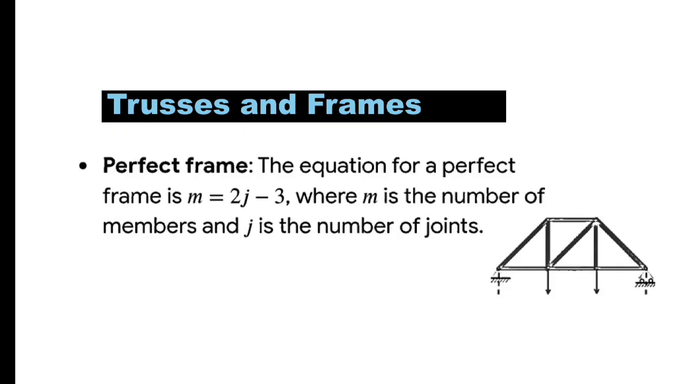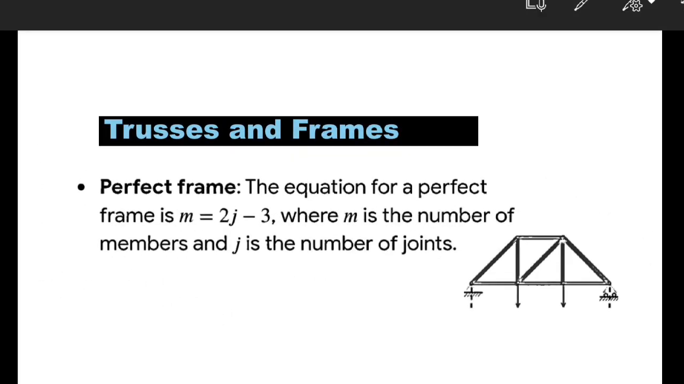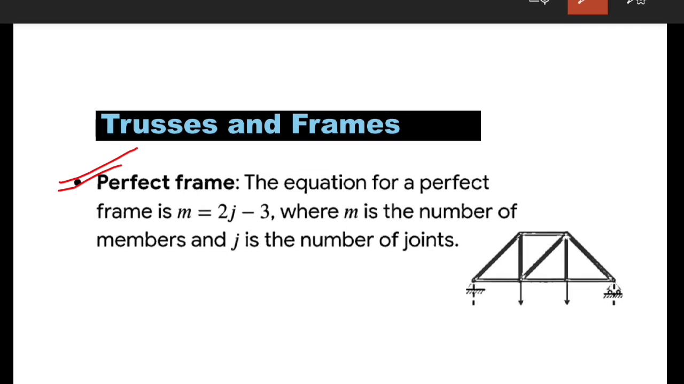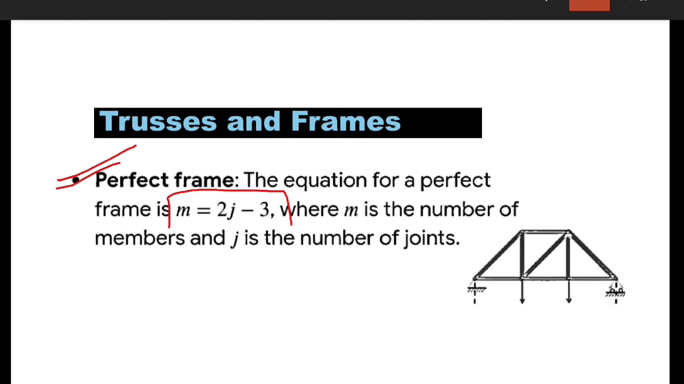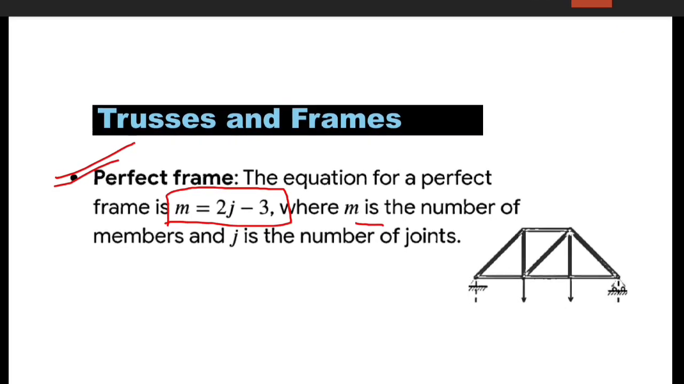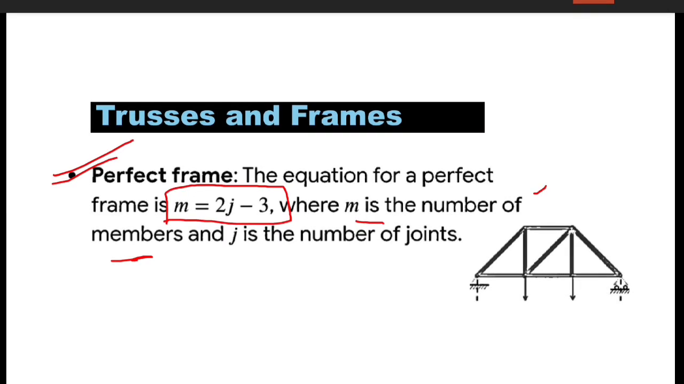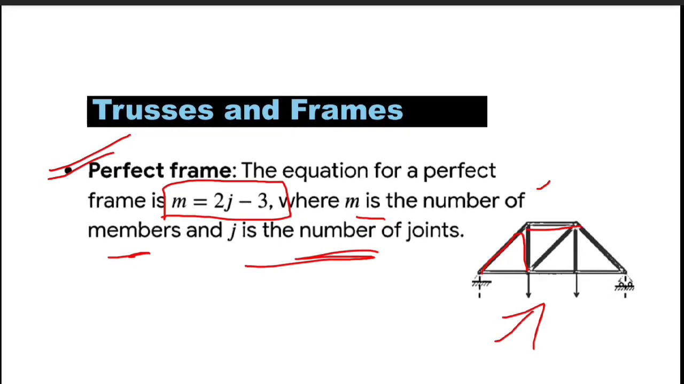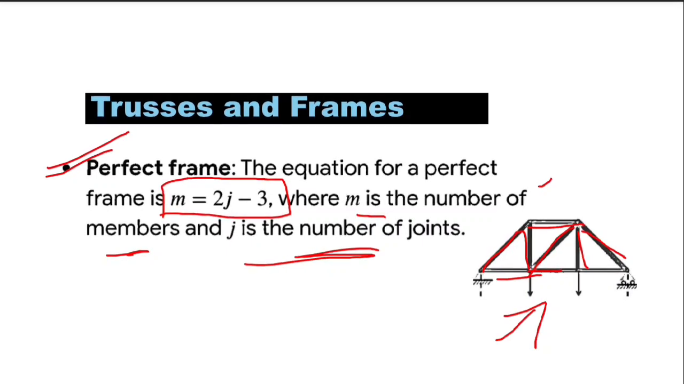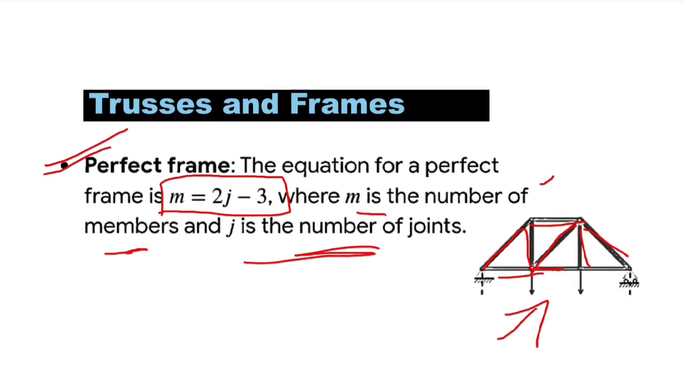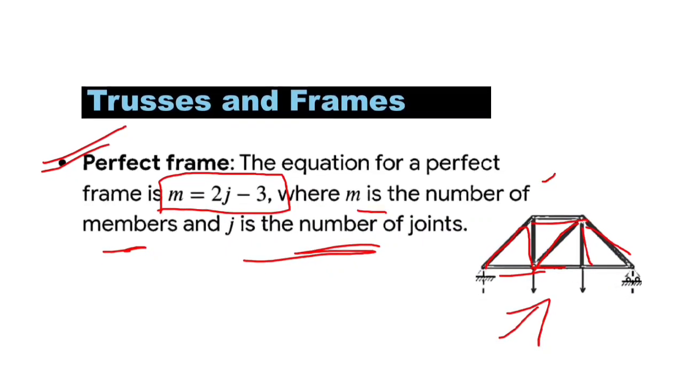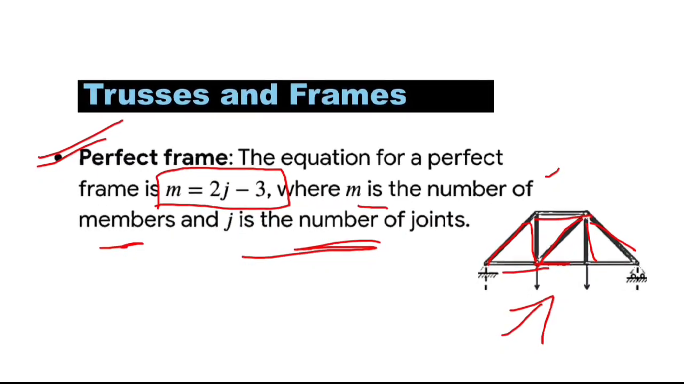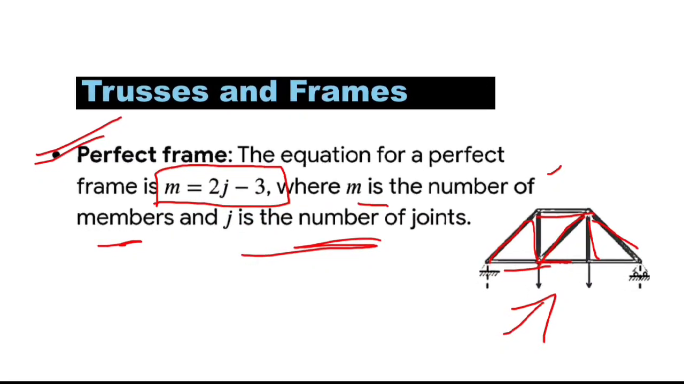Next, trusses and frames. In trusses and frames, the first formula is for a perfect frame. Its formula is M equals 2j minus 3, where M is the number of members and j is the number of joints. In this picture you can see so many members and so many joints. So M equals 2j minus 3 is the equation for a perfect frame.